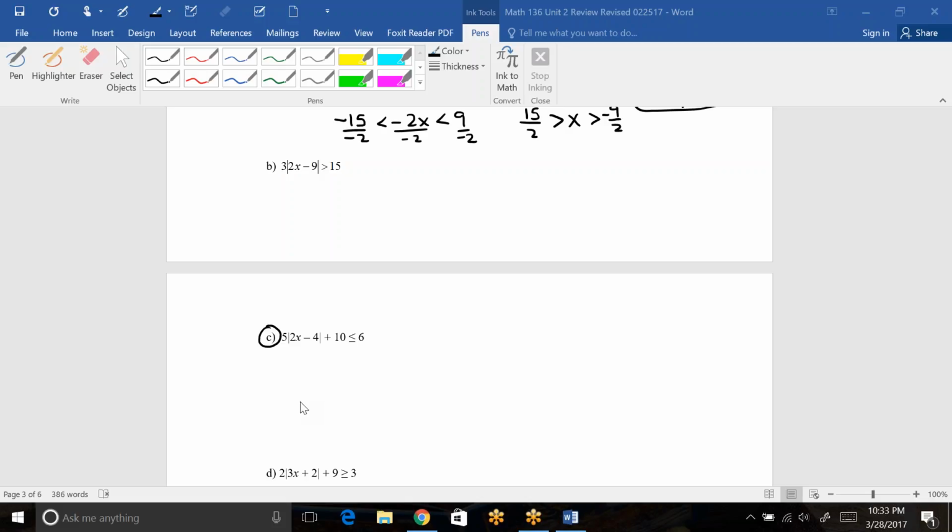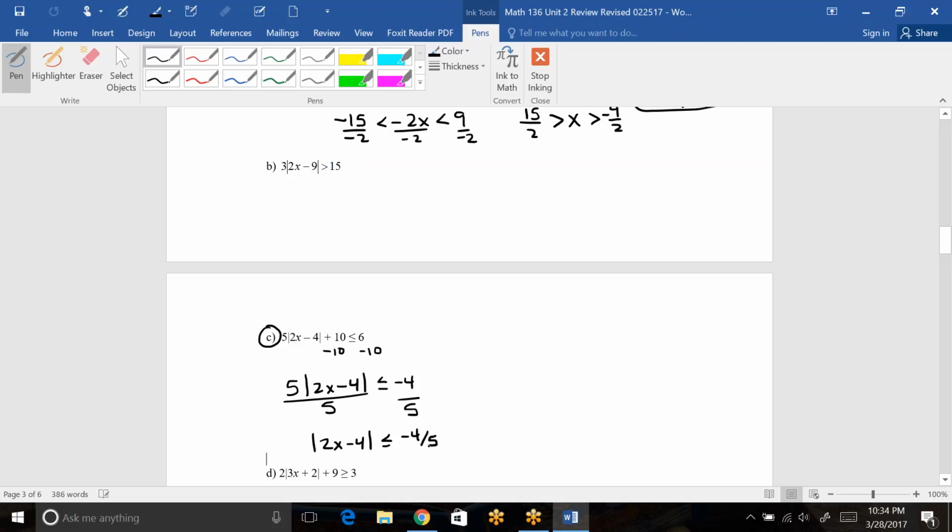So the next one that we had a question about was also in this section, but it was C. This one is not isolated. Notice the absolute value has a 5 in front of it and a plus 10 at the end. So the first thing we want to do is move that stuff around. You do not distribute numbers into absolute values. That is not always legal, so we don't do it as a rule. So then I would divide both sides by 5. So I get absolute value of 2x minus 4 is less than or equal to negative 4/5.